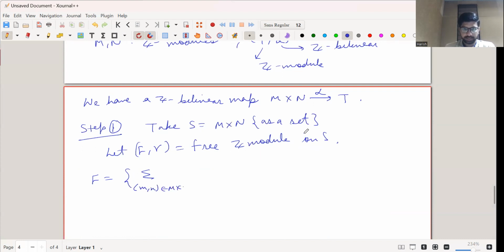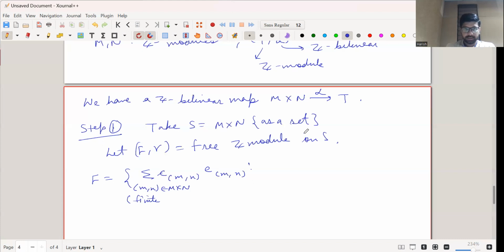So here the set is M cross N. You need to define the free module over M cross N. So the element will be from M cross N. So you have a constant C depending on M, N, and the map E; in place of ES we have EMN. So EMN is something that vanishes over everything except the M and N, and these are finite sums.